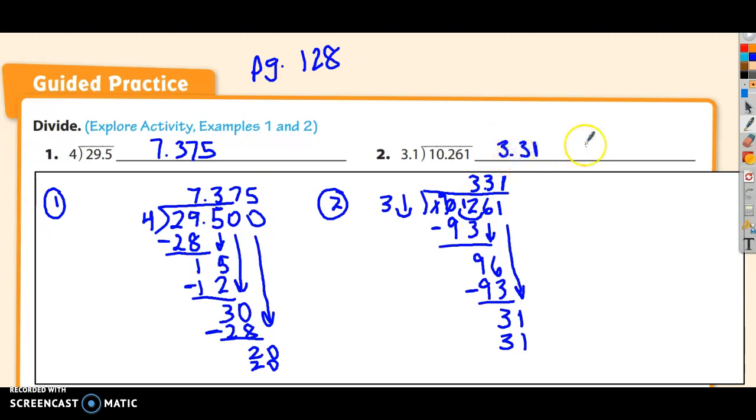And that should make sense, because if we did a little rounding, if we called this 10 and 10 divided by 3, 10 divided by 3 would be about 3. So that actually makes a lot of sense. All right, cool. Let's go ahead and move on.